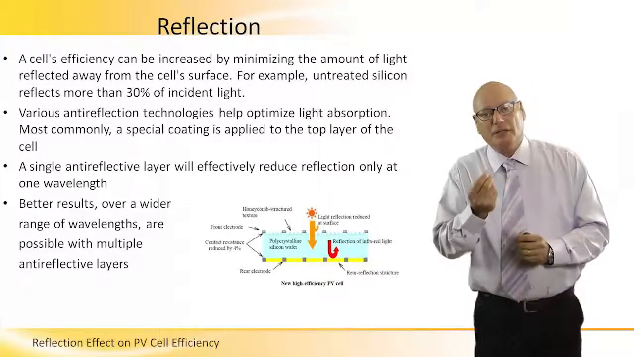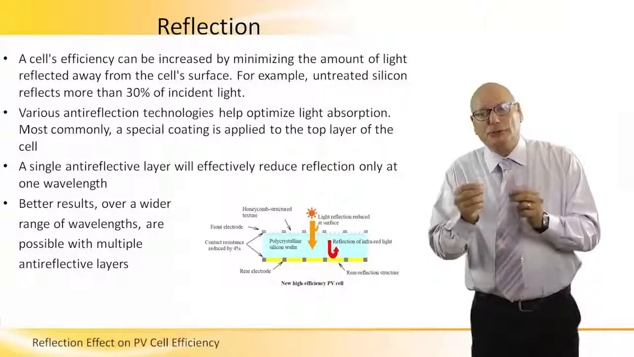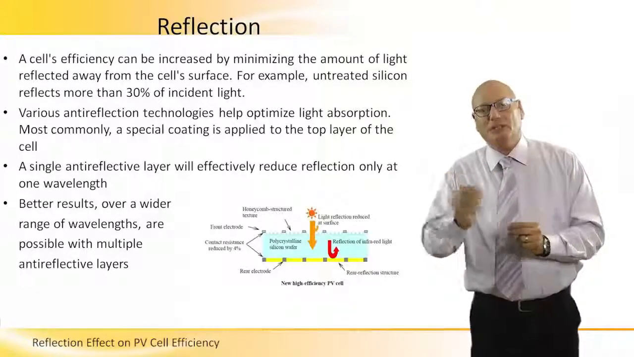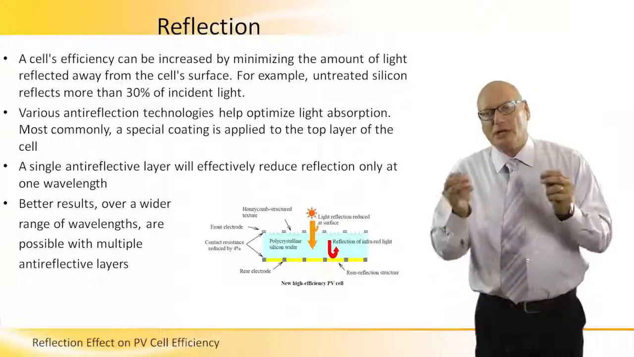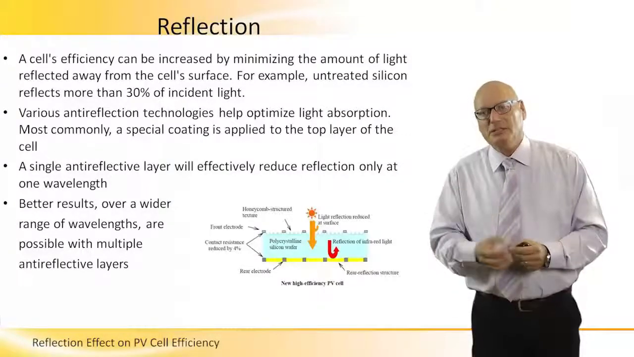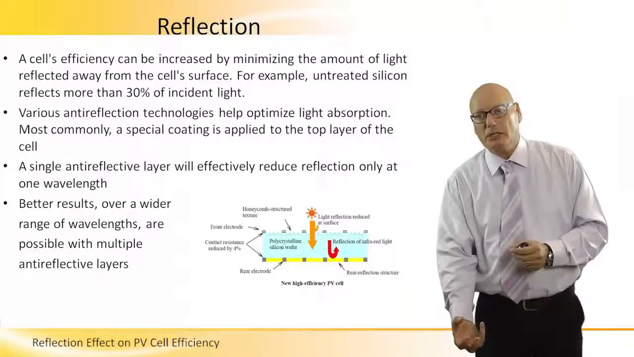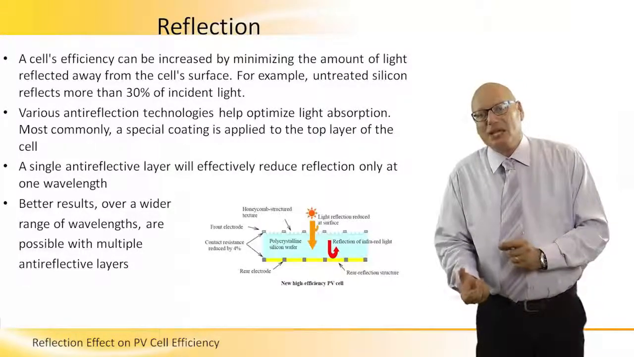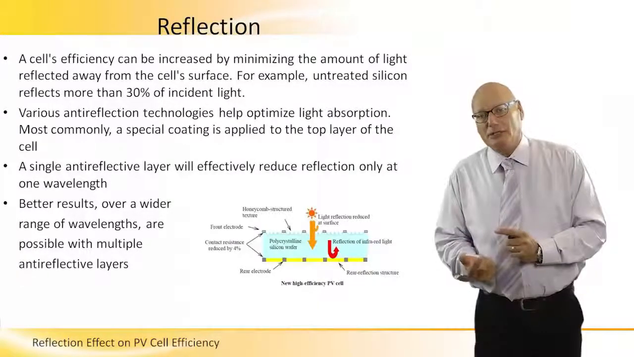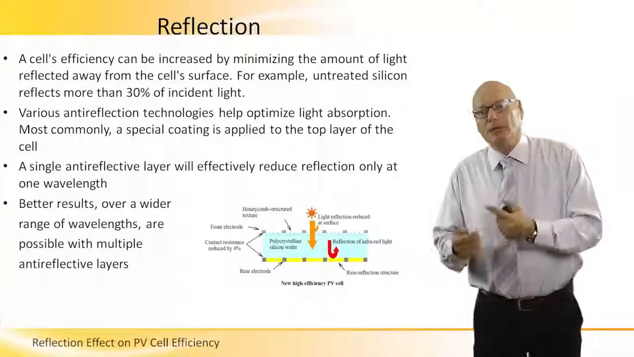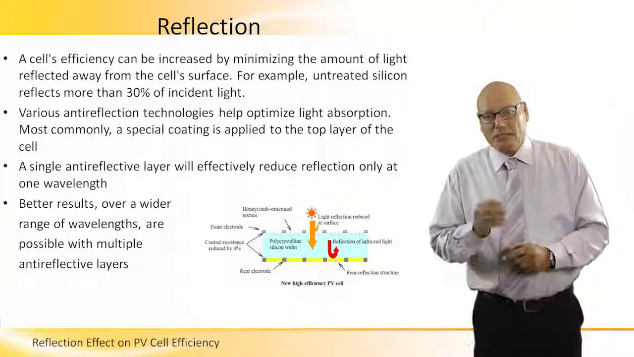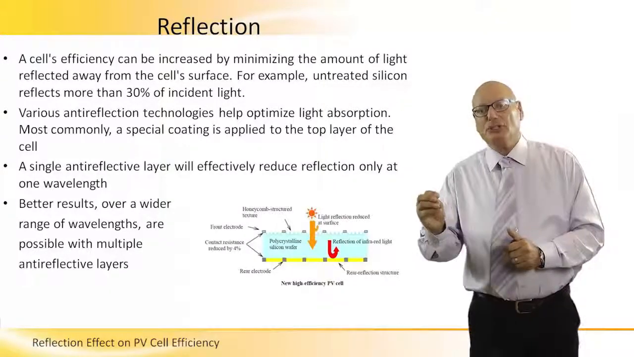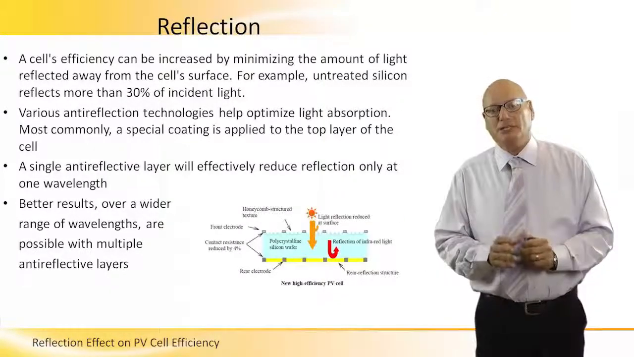For example, untreated silicon reflects more than 30% of the incident light. 30% of the incident light is a lot. It means that if 100% goes in, only 70% have the potential of being converted to electricity. That's why various anti-reflection technologies help us to optimize light absorption.